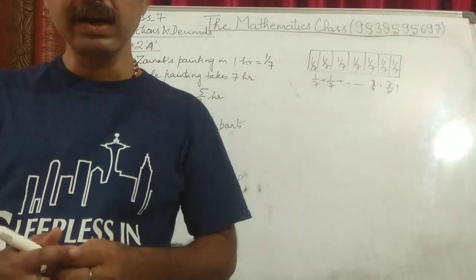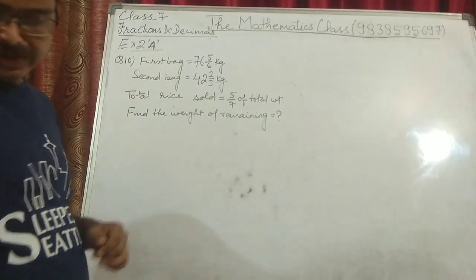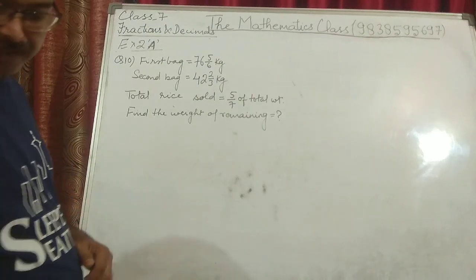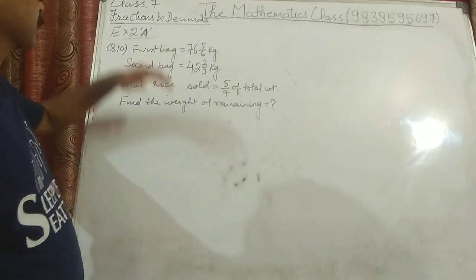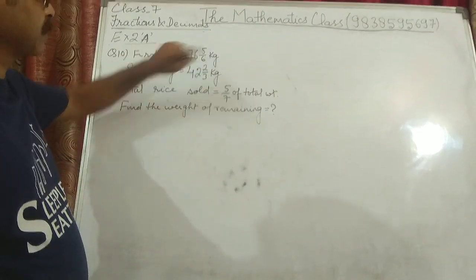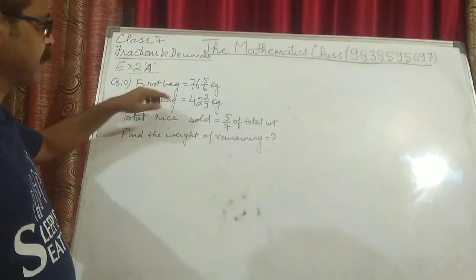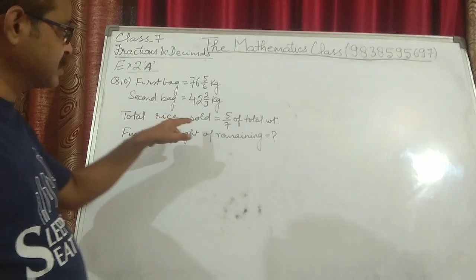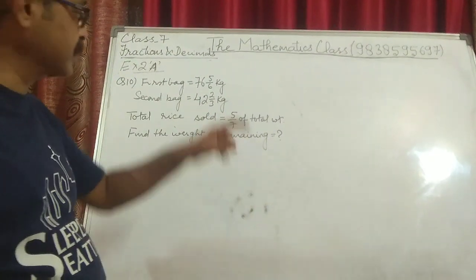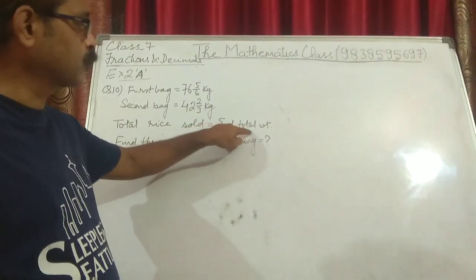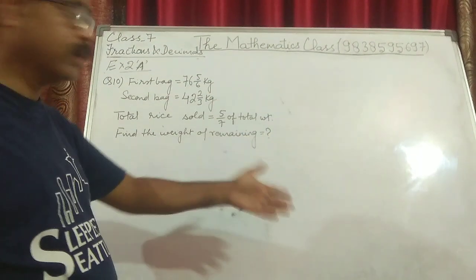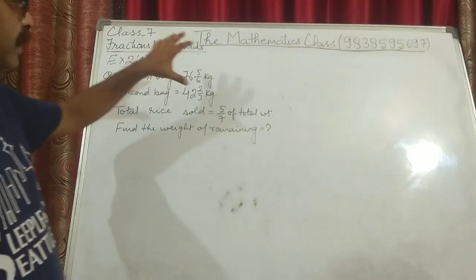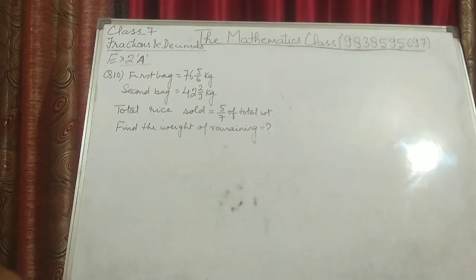Now we move on to the next question, number 10. They say there are 2 bags of rice. The weight of the first bag is 75.6 kg and the weight of the second bag is 42 whole 2/3 kg. They say that the rice sold, according to the weight, is 5/7 of the total weight. This much rice is sold. You have to find the weight of the remaining rice. So what we'll do, first we'll find out what was the total weight of the rice.